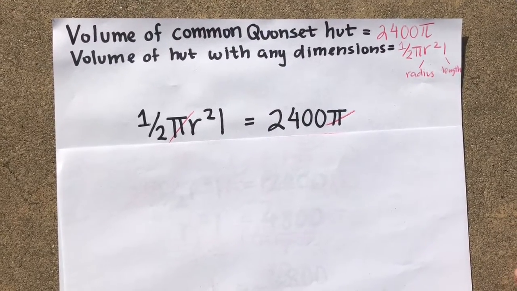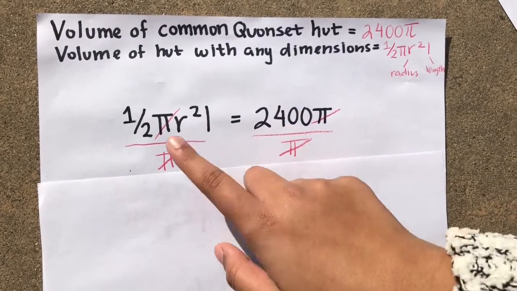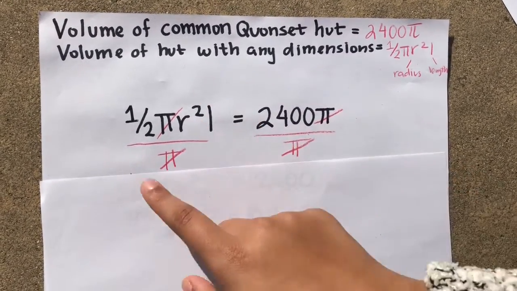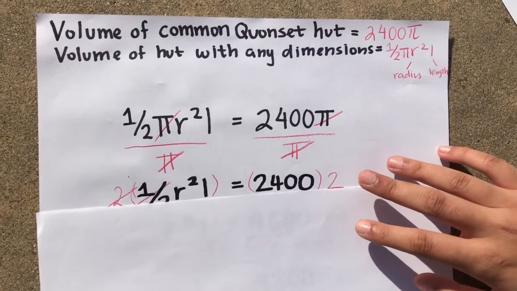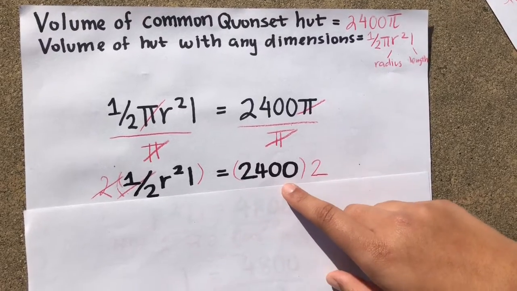So the first step to doing this is by dividing each side by pi. So basically, since there's a pi on each side, by dividing each side by pi, we can cancel the pi. And we're left with 1/2 r squared L is equal to 2,400.